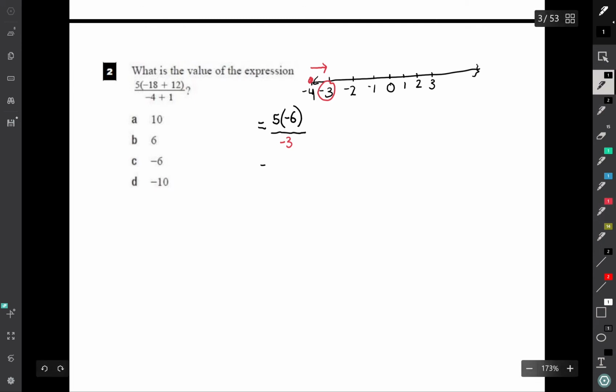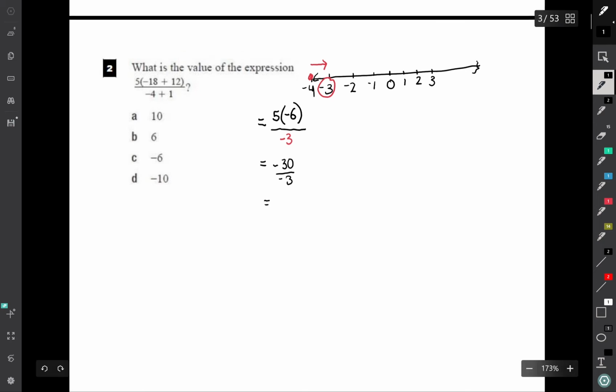Now we continue to simplify the top of our fraction bar. So we get -30, because 5 times -6 is -30, divided by -3. Now remember, a negative divided by a negative gives us a positive answer. So that means we get a final answer of positive 10. So therefore, the value of the expression is equal to 10.